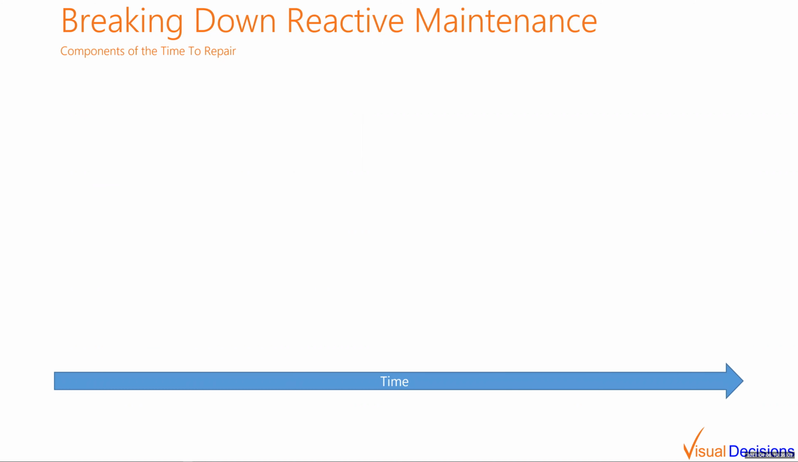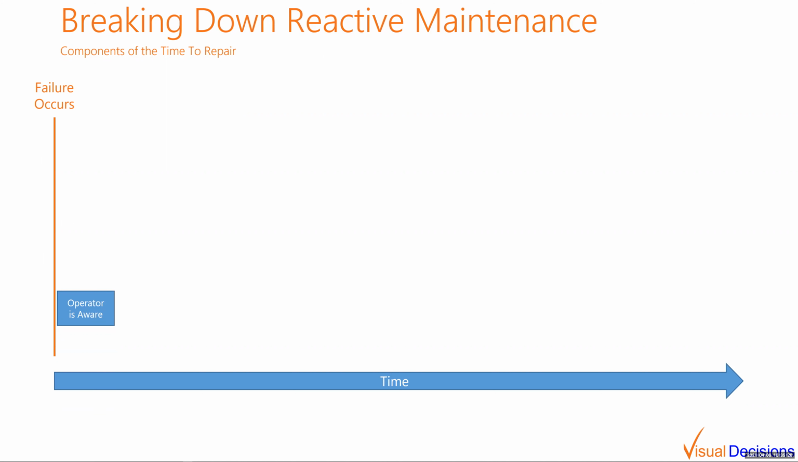When breakdowns do occur, how do we get the machine back up and running as quickly as possible in order to minimize the amount of total downtime that we have? Breaking down the reactive maintenance, we can look at that as when the failure occurs, what are the next steps that happen? Well, the first step is the operator has to be aware that a stop has occurred.